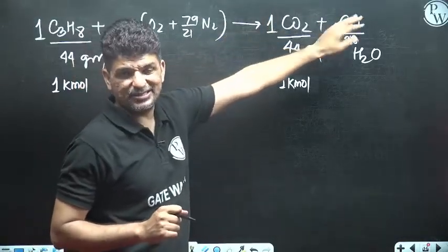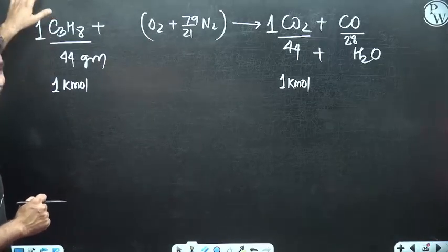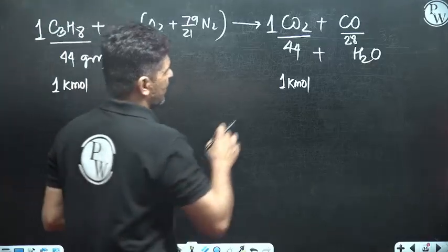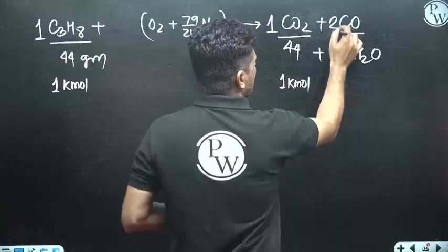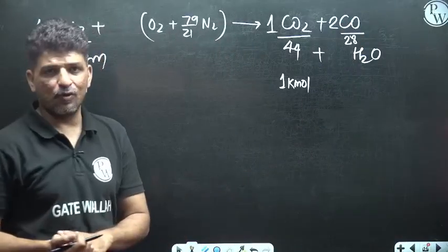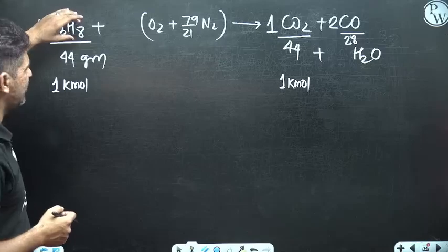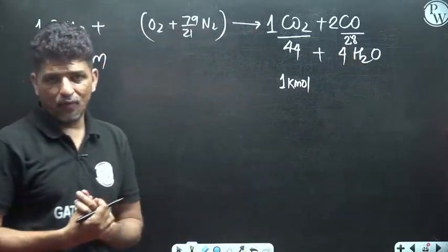Now the remaining will be CO2 and CO. So we will balance it first. We have C3H8, so first carbon will be balanced. You see that C3 means 3 atoms of carbon, and 1 carbon over here. So there will be 2 kilomoles of CO produced. So now the carbon is balanced. Now hydrogen is 8 over here, so there will be 4 over here.